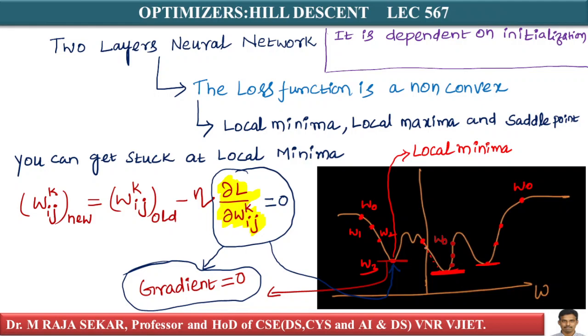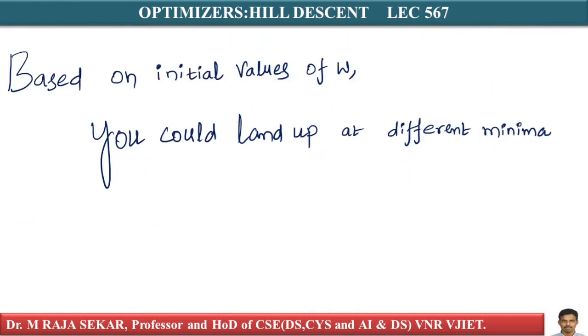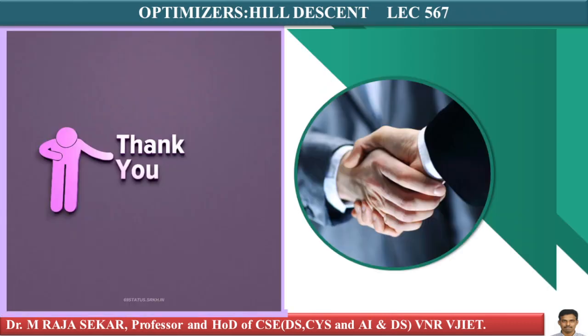So in deep learning, because it is a non-convex loss function, there are multiple local minima. Based on the initial values of W, you could land up at a different minimum. So what we have seen here is a 2D case.